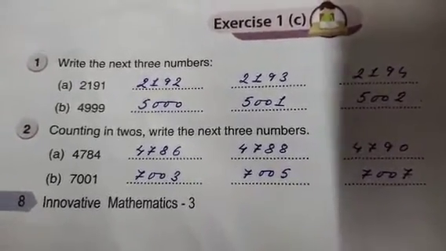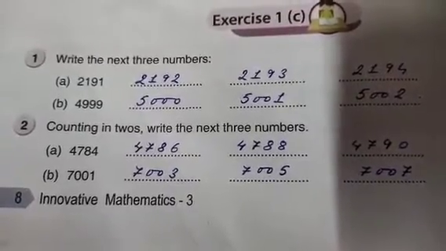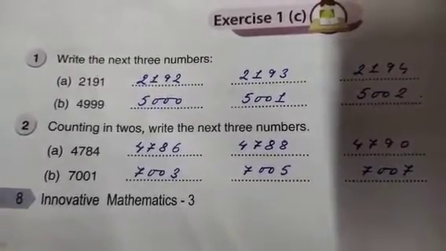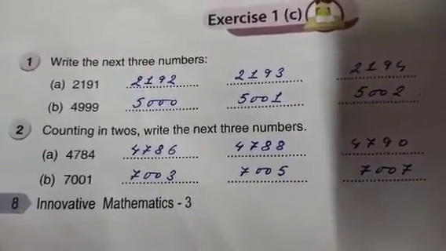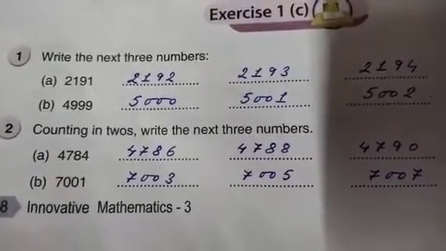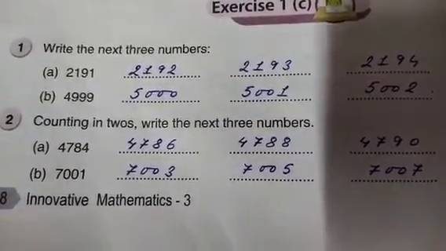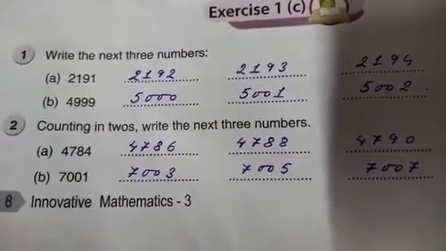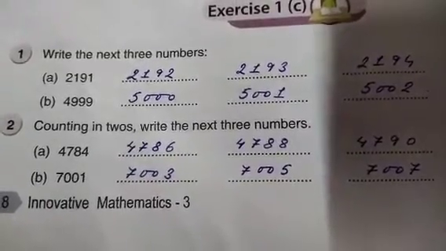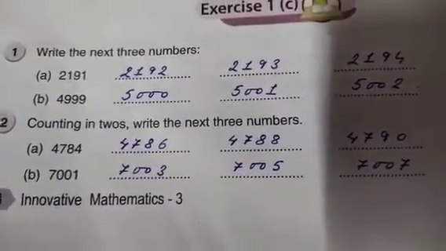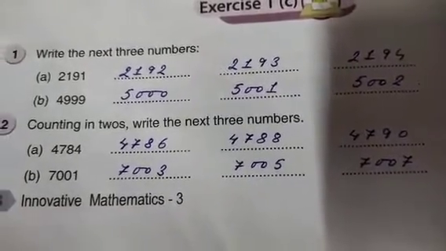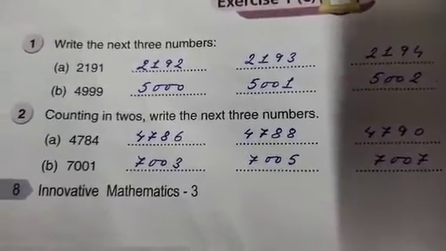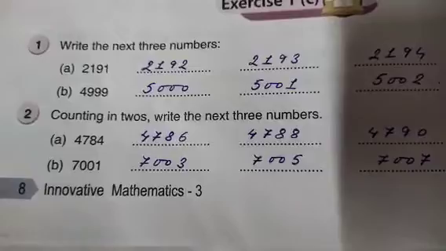Right? Number 2. Counting in twos, write the next 3 numbers. That means we have to skip and go forward by twos. So the first one is 4784. What will be the next number by skipping 2 numbers? 4786. Then 4788. Then 4790.